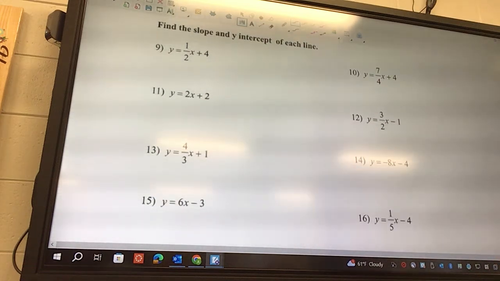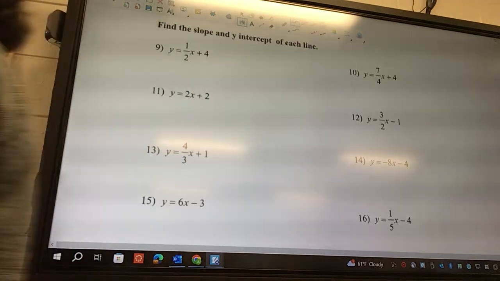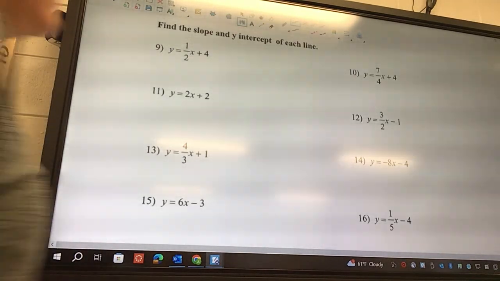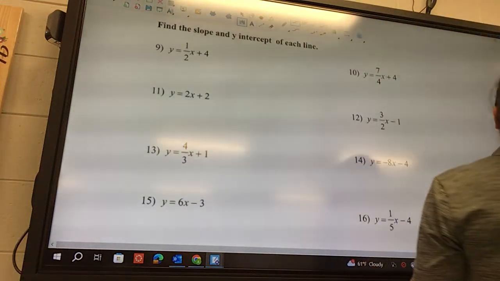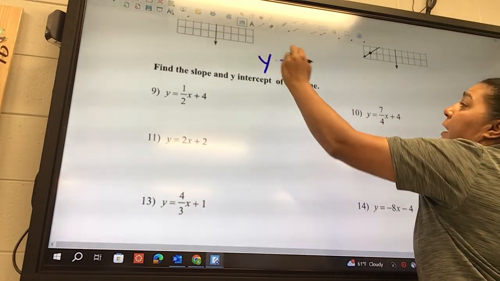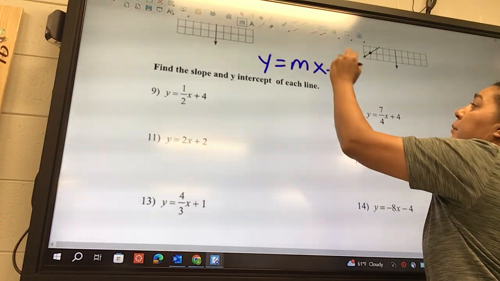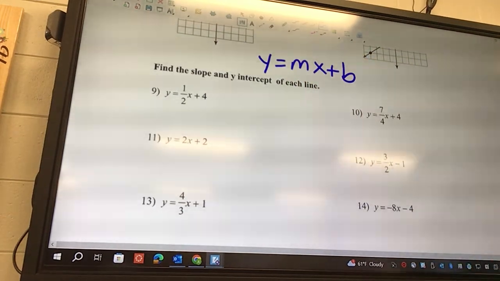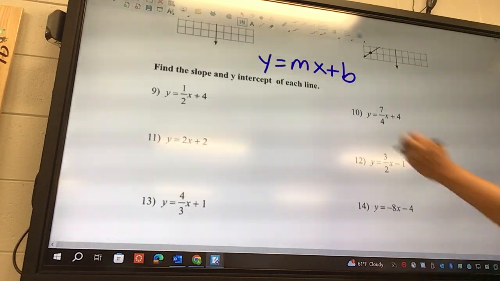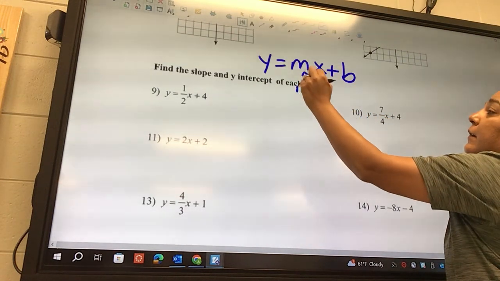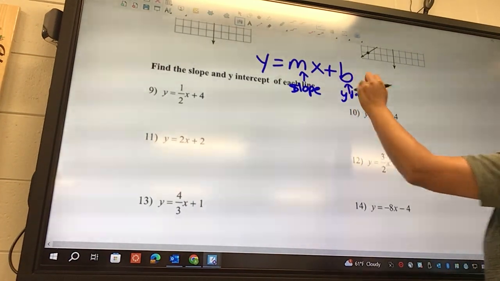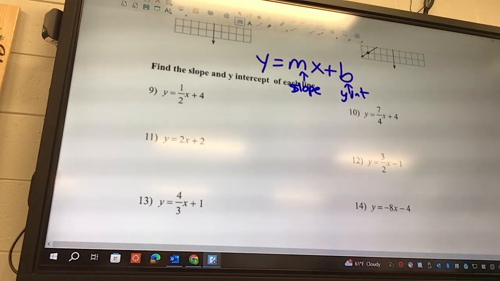So if we look at number 9 through 16, that is a separate section. It says find the slope and the y-intercept of each line. So all of these are linear because there's no exponent. And they go like this: y equals mx plus b. What is my m? Slope. The m is the slope. What's my b? The y-intercept. And so all they want you to do is find the slope, find the y-intercept.